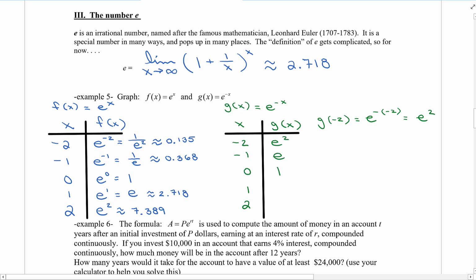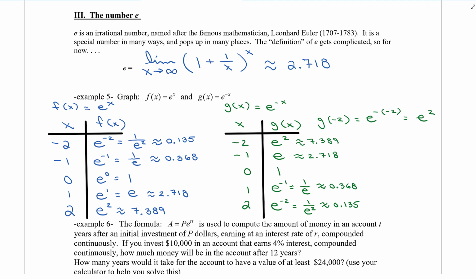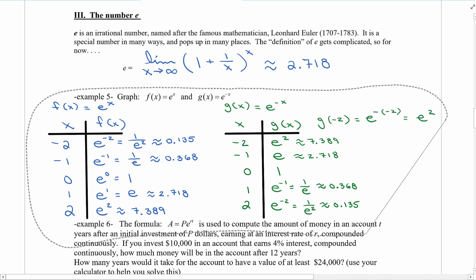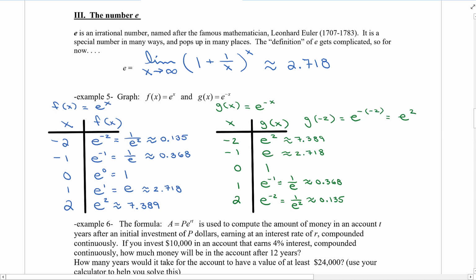For x equal to 0, we're going to get 1. For x equal to 1, we're going to get e to the -1, which is equal to 1 over e. And for x equal to 2, we're going to get e to the -2 power, which is equal to 1 over e squared. Now, for the approximations for these, e squared is approximately equal to 7.389. e is approximately 2.718. e to the -1, which is equal to 1 over e, is approximately equal to 0.368, and 1 over e squared is approximately 0.135.